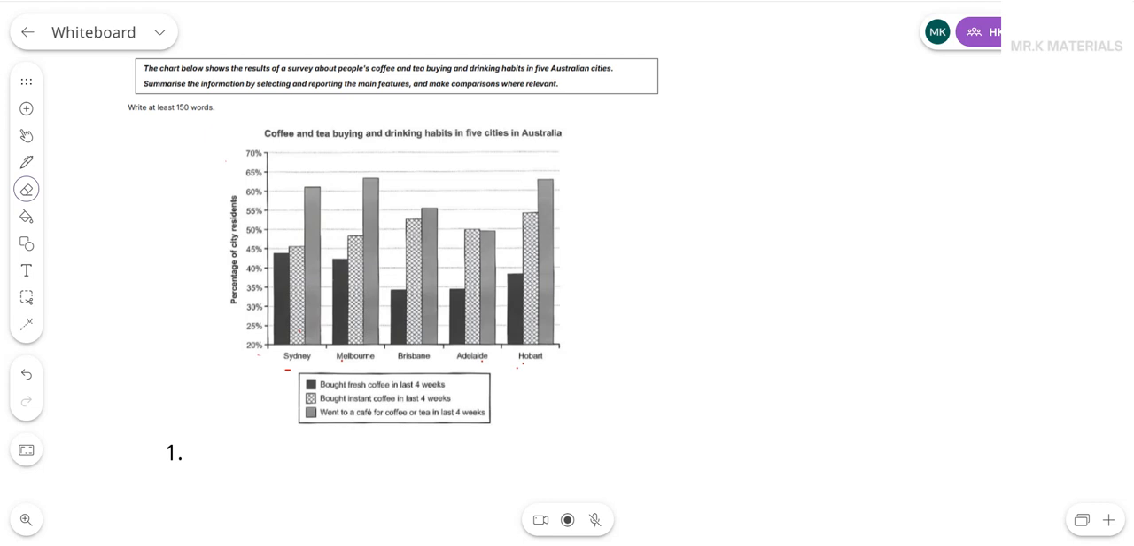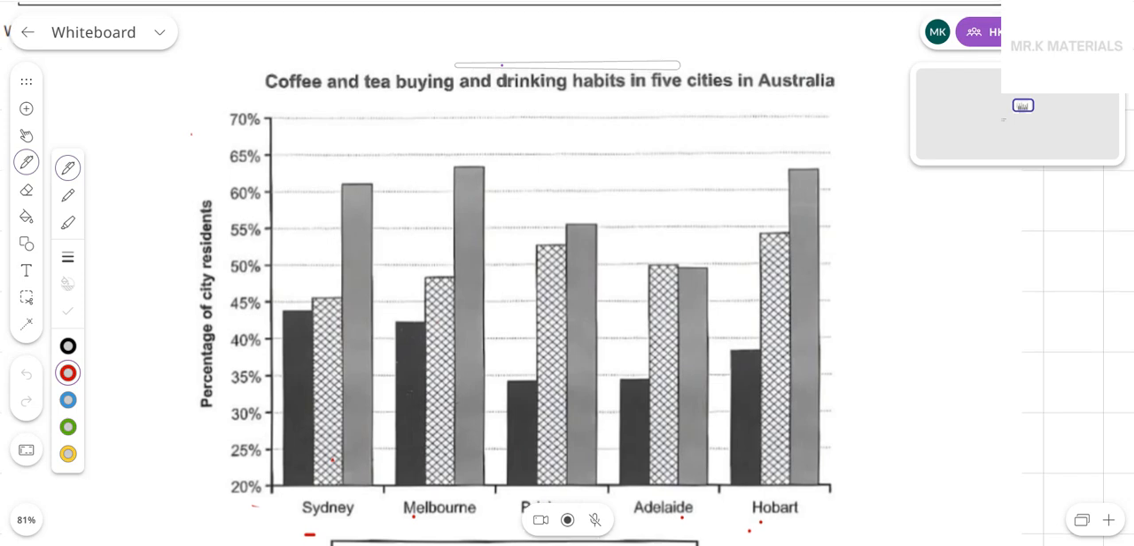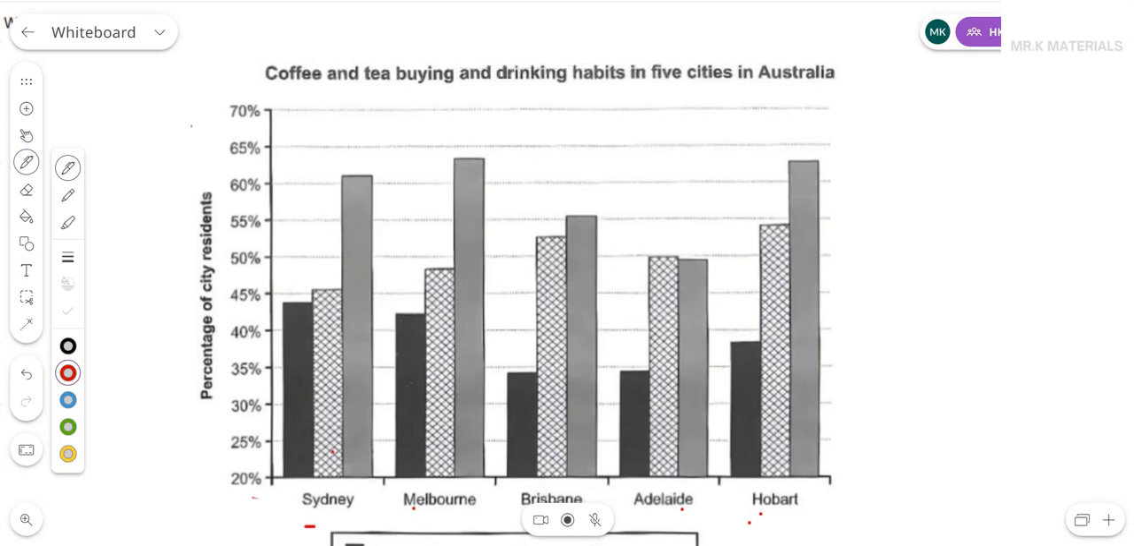Here, I don't have one 100%. I have one, two, three, four, five 100%. Another problem is that what will be accounting for what? It's very confusing. If you look here, these are percentages of city residents, and residents cannot account for habits. So these are not really connected.